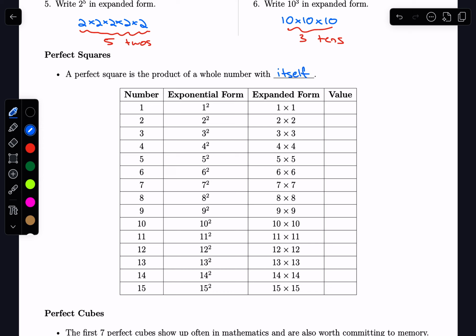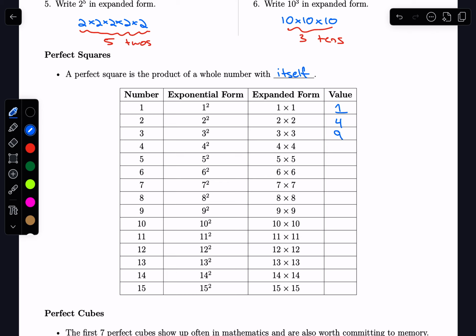Okay, and so you can see in the table here, if our number is, let's say, 1, then the exponential form for it squared would be 1 to the power 2. Expanded form, which is what we just did, would be 1 times 1, where there's 2 of those 1's. And the actual value is just what you get when you multiply it. So 1 times 1 is just 1. So what that tells us is that 1 squared is 1. For the next one, 2 is our number. 2 squared is the same thing as 2 times 2. And 2 times 2 is equal to 4. Then we have 3 squared is 9.